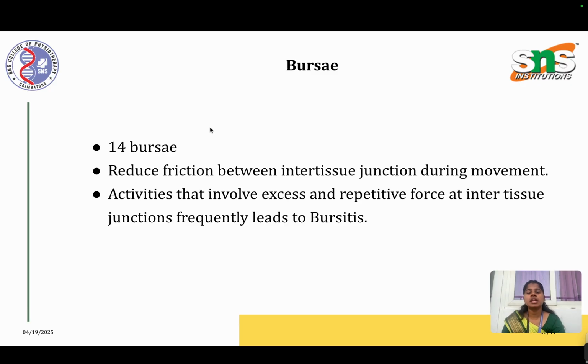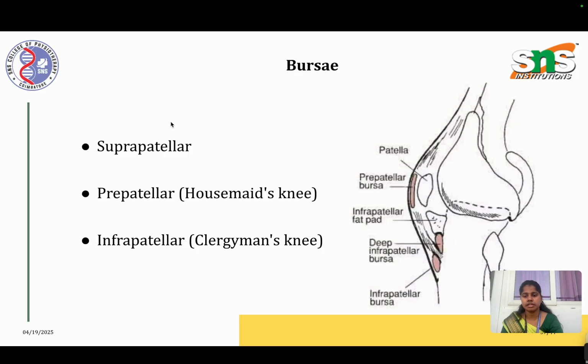Now, bursae. There are 14 bursae, which reduce friction between the intertissue junctions during movement. Activities that involve excess and repetitive force at the intertissue junctions frequently lead to bursitis. There are the suprapatellar bursa, prepatellar bursa and infrapatellar bursa. If the prepatellar bursa is infected or inflamed, it is called housemaid's knee, whereas if the infrapatellar bursa is inflamed, it is called clergyman's knee. This is the patella and this is the prepatellar bursa, the deep infrapatellar bursa, and this is the infrapatellar bursa.